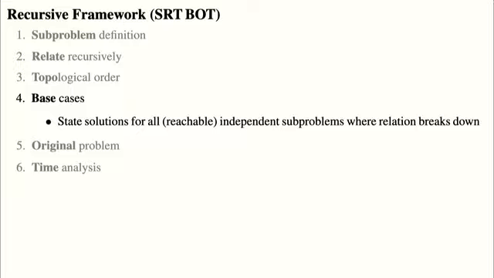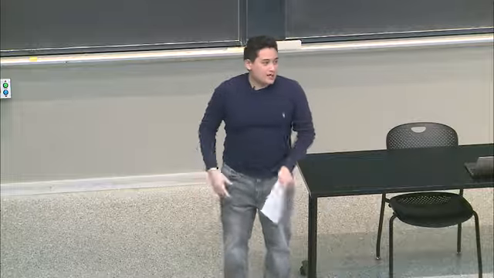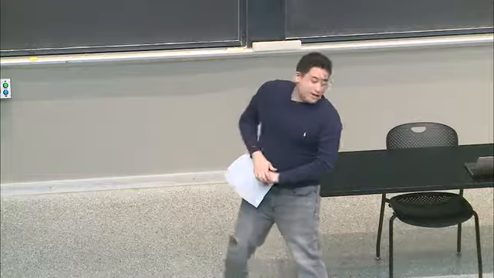State solutions for all reachable independent subproblems where the relation breaks down. Essentially, I would be going outside the bounds of my problem, or anything where, if you've got one item left, you might say, well, I have no choice on what to do with that item. I have to pick it, or something like that.